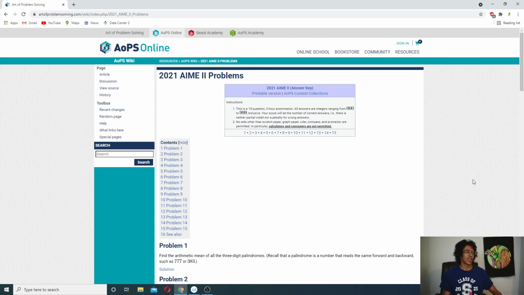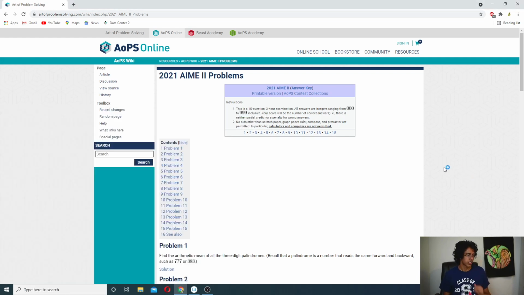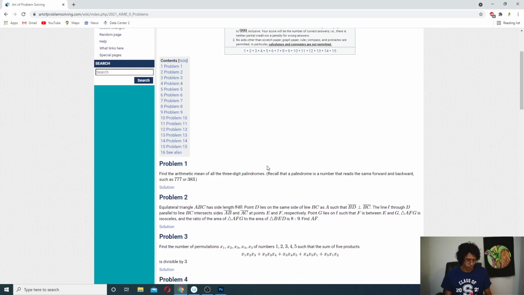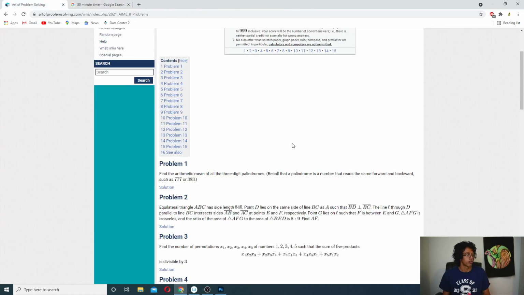Okay, 2021 AIME II. Oh, I forgot to open my Photoshop. Give that some time, but we could read the problem in the meantime. Let me put 30 minutes on the timer. 30-minute timer. Alright, nice. Find the arithmetic mean of all 3-digit palindromes. Alright. Okay, that's it. That was short. I thought it was gonna ask for more.